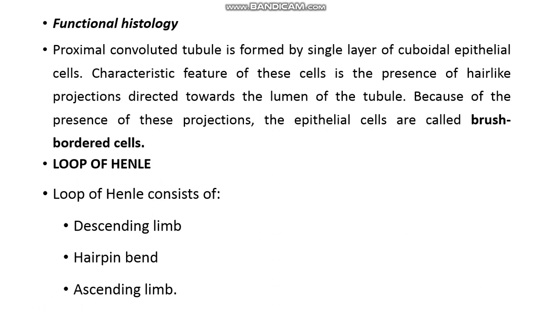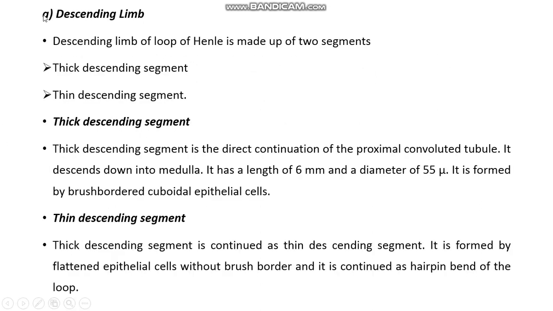Okay. Then the next part is loop of Henle. So after this PCT, it is continuous as the loop of Henle. The loop of Henle consists of a descending limb, then a hairpin bend, and an ascending limb. So what is a descending limb? The descending limb of loop of Henle is made up of two segments. First one, thick descending segment, and second one, thin descending segment.